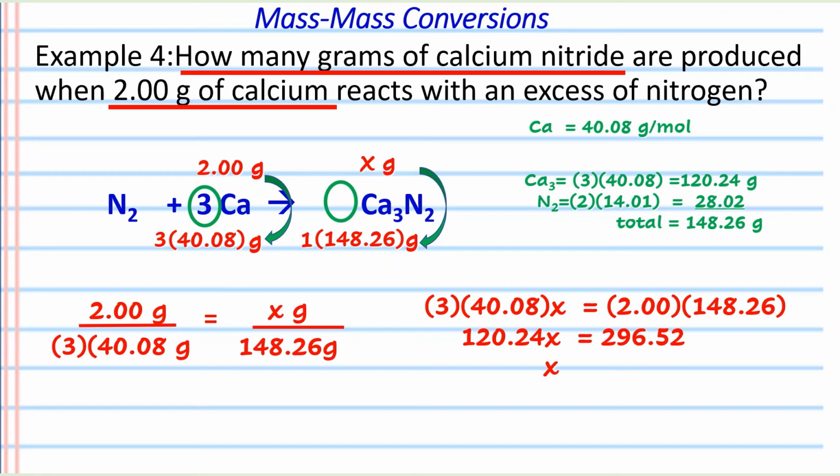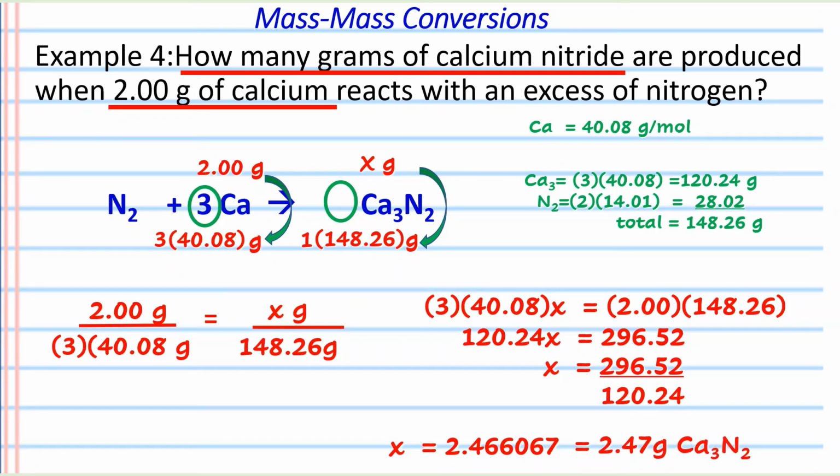I'm going to get rid of my parentheses there by multiplying through, and I can see that I'm going to need to divide 296.52 by 120.24. And again, I'm going to get a bit of a remainder. I have 3 significant figures in the number that was given to me, the 2.00 in the question. So I need to round my answer to 3 sig figs. So it should be 2.47 grams of calcium nitride.